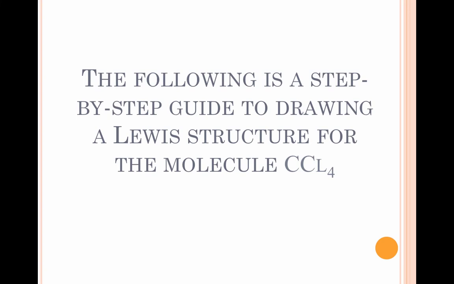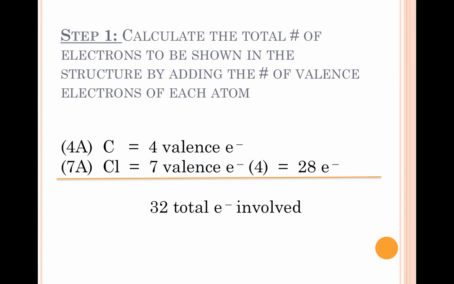I will always give you the formula of the structure. From that you're going to find the structural formula. So this is just the basic molecular formula, we call it. You're going to draw the Lewis structure, or the structural formula, from that. So the first step is to calculate the total number of electrons to be shown by adding the number of valence electrons. Remember, valence electrons are the only ones involved in bonding. So you're going to look at each atom that is present in the structure. You're going to figure out what group that element is in, and from there it tells you how many valence electrons it has.